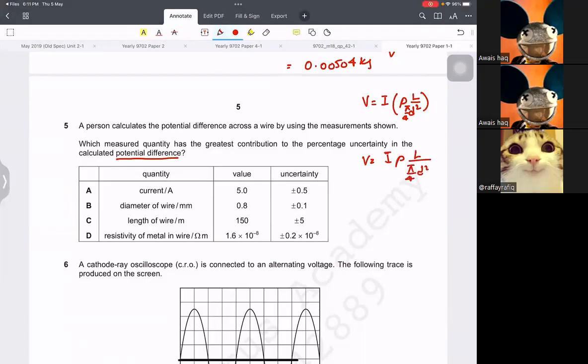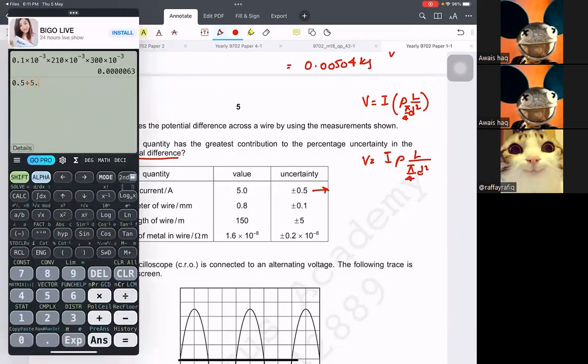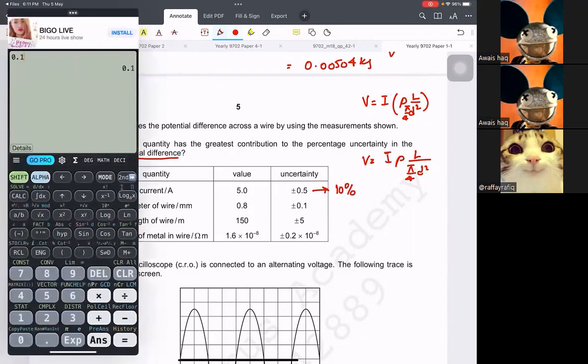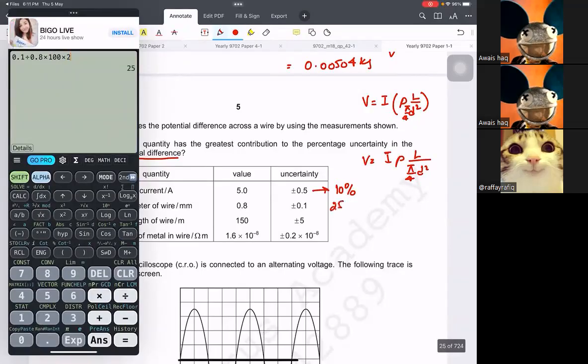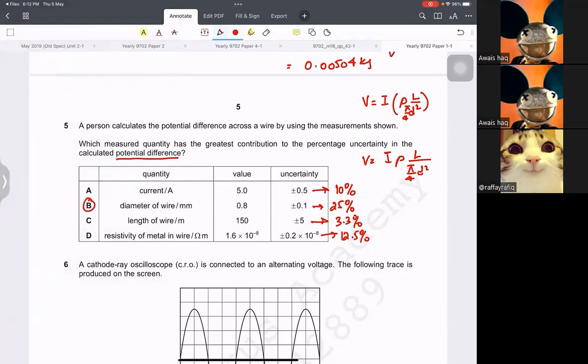So let's try and find out the percentages, and then we'll know which one has the largest contribution. So 0.5 divided by 5.0 times 100, that is about 10%. Then 0.1, this is the diameter, okay? 0.1 divided by 0.8 times 100, 12.5%, but there is a square on it, so we are going to multiply it. So it's going to be 25%. This is 5 divided by 150 times 100, so that's 3.3%, and that should be pretty low. 0.2 divided by 1.6 times 100, so 12.5%. So definitely the diameter has the greatest effect on this.